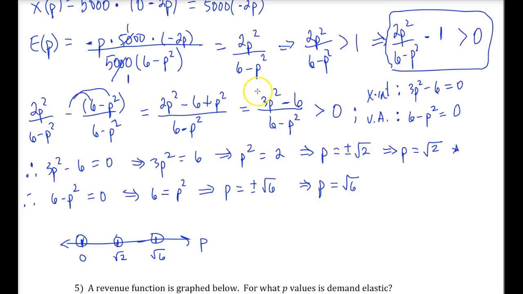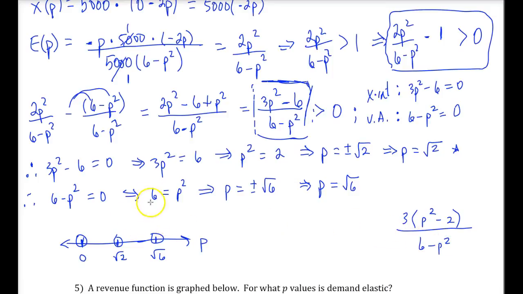And so now all we need to do is look at our function here, in this form, and use that to figure out for certain values of p whether it's going to be positive or negative. So I'll just go ahead and rewrite it over here. In the numerator, I can factor out a 3, and that will just give me p squared minus 2. And in the denominator, we'll keep that the same.